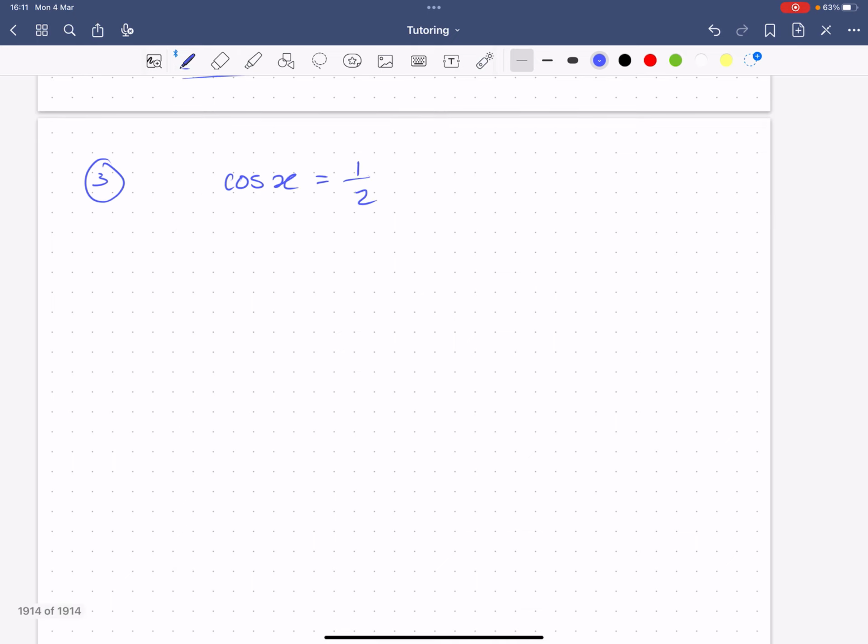So again, we don't have to do much here because cos of x is already the subject. So we just need to say x is cos inverse of 1 over 2. You just have to do that on your calculator. Cos inverse of 1 on 2, you get 60 degrees.